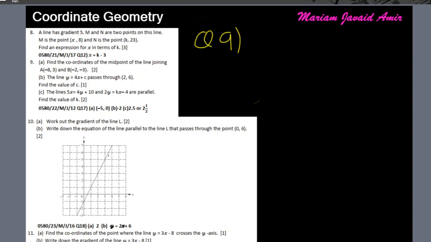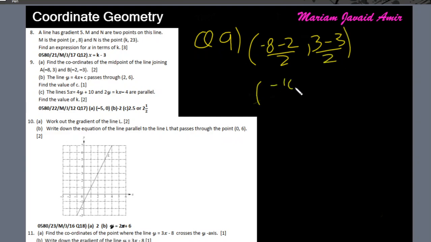Question 9. Find the coordinates of the midpoint of the line joining these two. So we've done midpoint multiple times. So add the x coordinates, divide by 2, comma, add the y coordinates divided by 2. So this becomes minus 10 over 2 and this becomes 0 over 2. So we get (minus 5, 0).